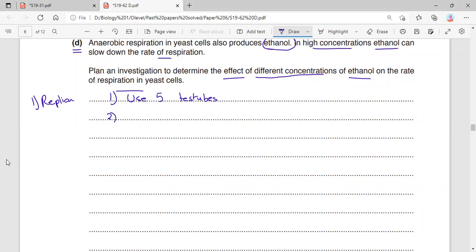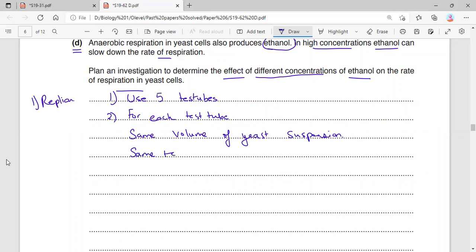Number 2, what do I do? For each test tube, what will you put the same? As we said before, same volume of yeast suspension. He also told me this above. He put 7 cubic centimeter of yeast.